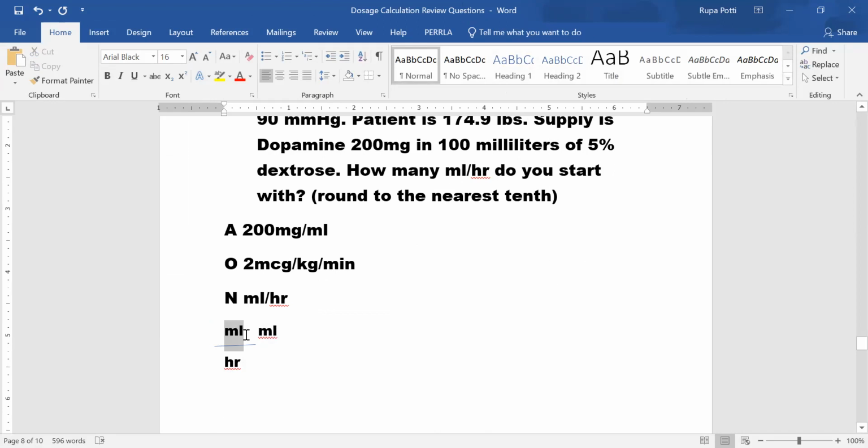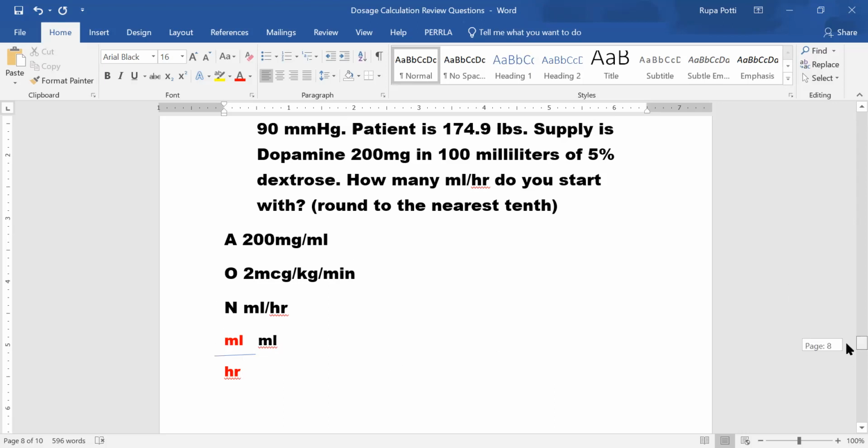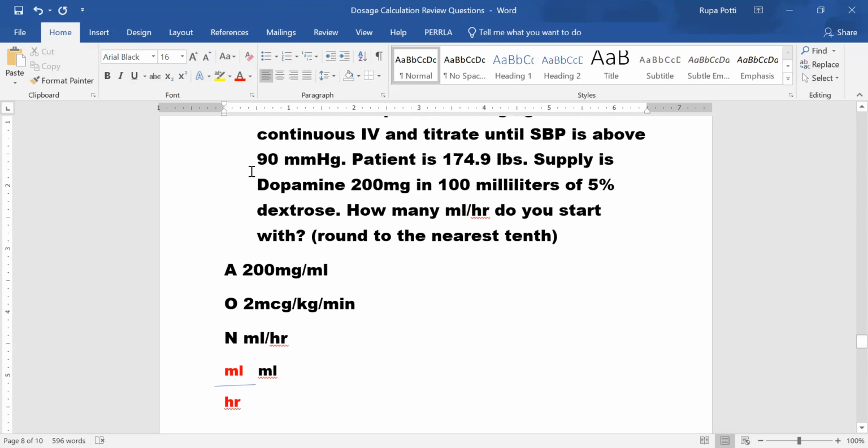So this is what you'll need. I'm just going to make it red so you don't get confused. You need to start your problem with ml. When you cancel out everything, you'll have ml per hour remaining. As you look at this problem again, there are certain numbers, like maintain the systolic above 90 mm of Hg. Do we really need that? Sometimes when you see numbers, don't try to fit them somewhere in the problem, because that is not how it is supposed to be. Just be very focused.